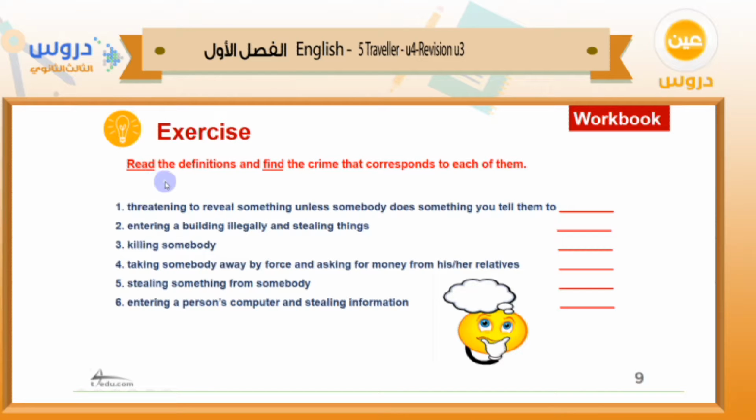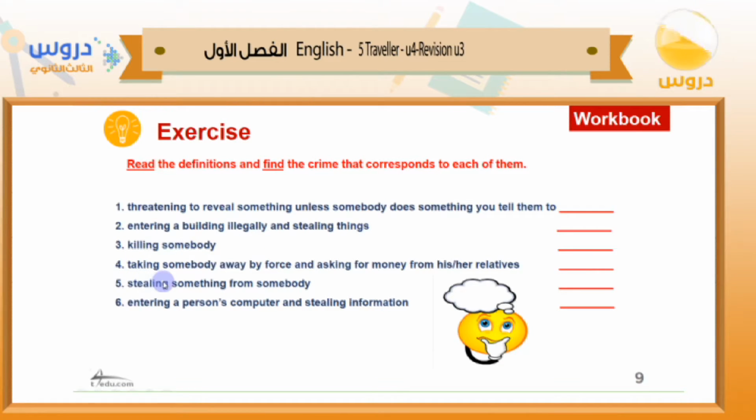In this exercise, we should read the definitions on the left-hand side and find the crime that corresponds to each of them. We have 6 sentences and we should find the name of the crime. We should write it here on the right-hand side. So I'm going to read for you now the 6 sentences. Number 1, to reveal something unless somebody does something you tell them to. Number 2, entering a building illegally and stealing things. And the third sentence, killing somebody.